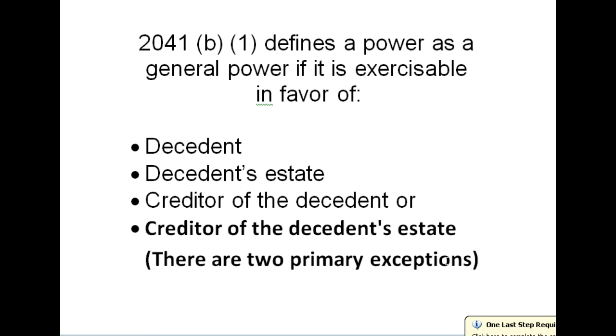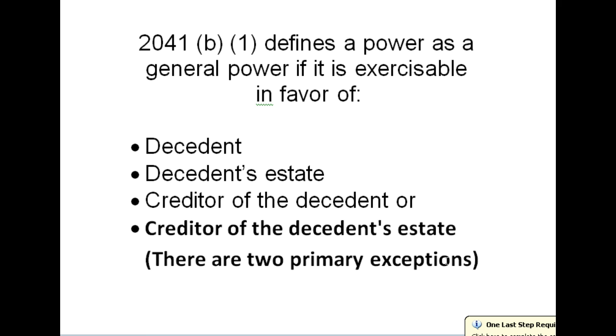Exception number 2, the primary exception number 2, relates to jointly held powers, where it can only be exercised in conjunction with someone else, or if it can only be exercised with the person who created the power.